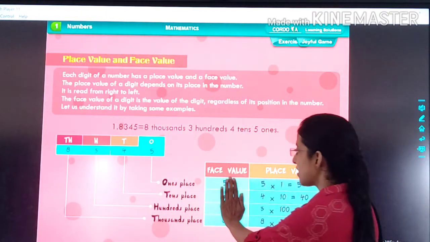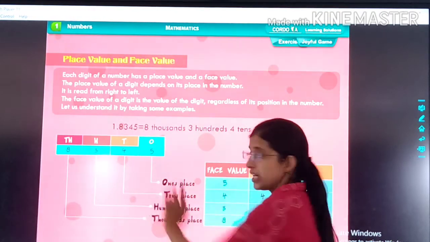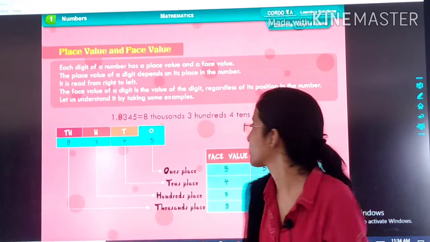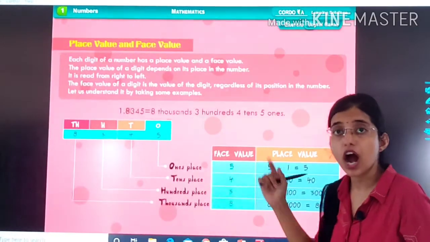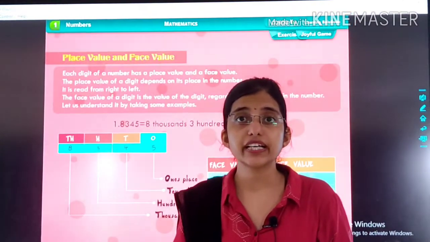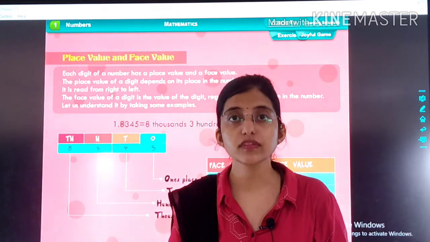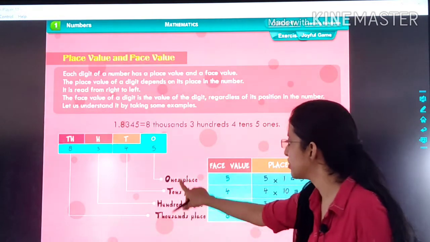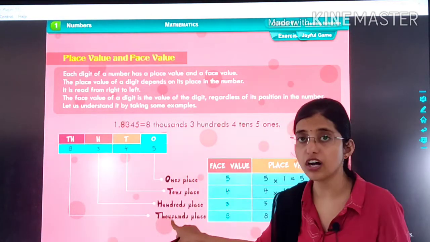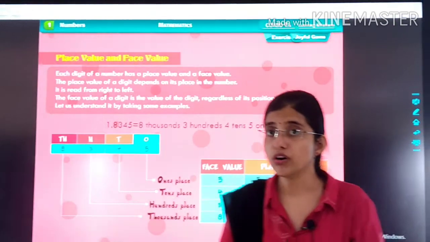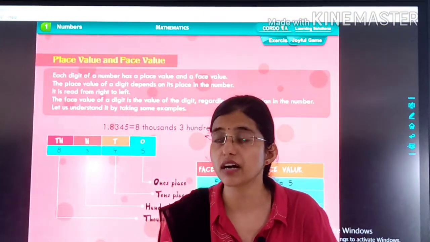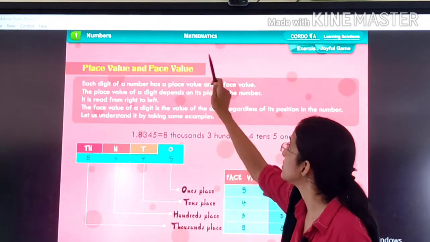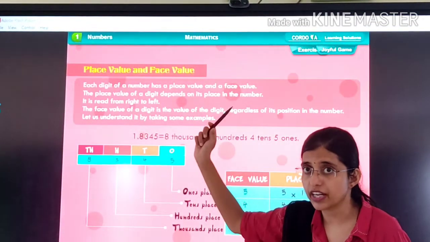Face value utni ki utni hi rahi. It didn't change. But the place value, how do we find the place value? We multiply the number by its place: ones, tens, hundreds and thousands. So, हमने इससे क्या सीखा इस example से? Each digit of a number has a place value and a face value.